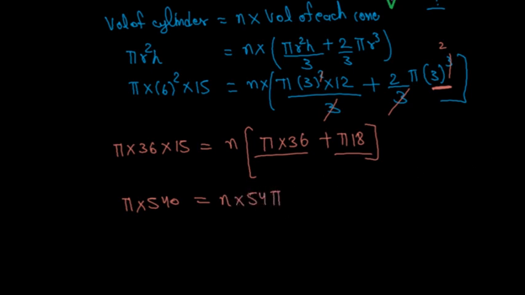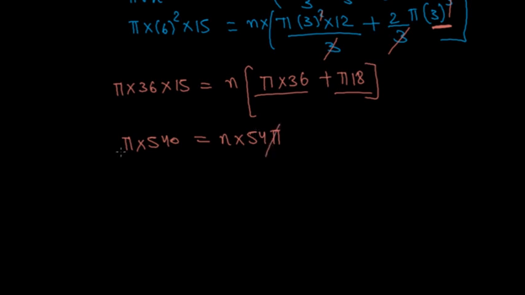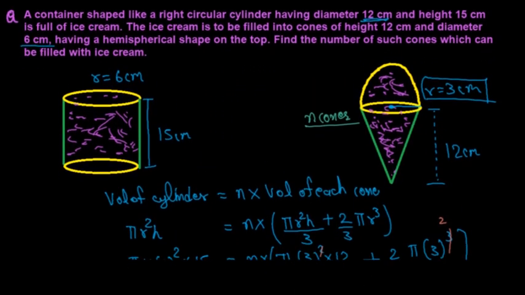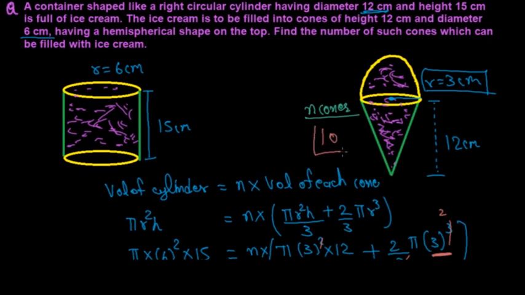Now from both sides of this equation we can cancel out pi as well. So from this you will get n equal to 540 by 54. The value of n you will get is equal to 10. There are 10 cones which can be filled with this ice cream. The number of cones is equal to 10.